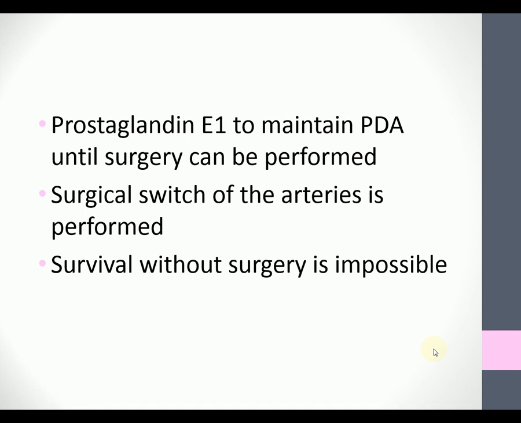If we do have a PDA, which we love to have one of those to keep as much oxygenated blood mixed with the deoxygenated blood as we can, we'll give them prostaglandin E1, until we can actually do surgery. Surgery, of course, is going to involve switching those arteries. We're going to have the pulmonary artery put back onto the right side of the heart, and the aorta put back on the left side of the heart. And they can't survive without surgery.